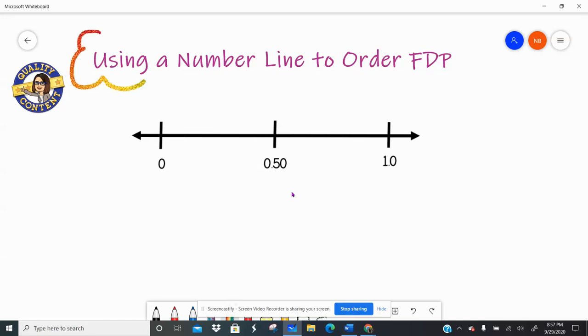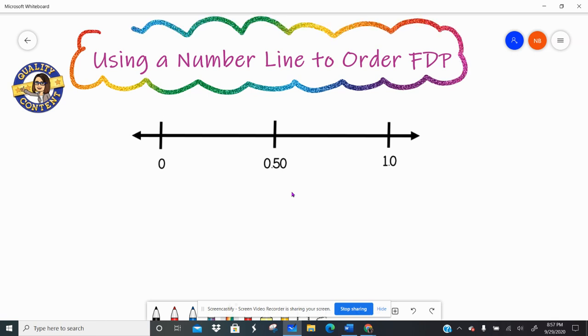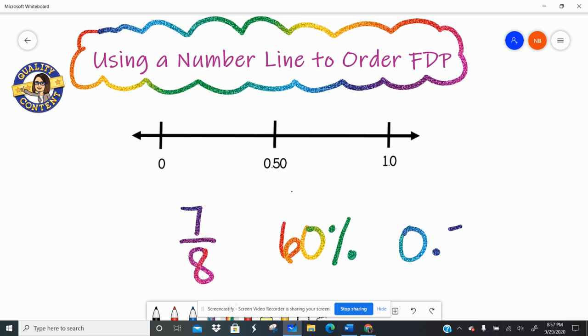Yesterday we talked about using a number line to compare fractions, decimals, and percents. And today we're going to talk about using a number line to order fractions, decimals, and percents. So say I have 7/8, 60%, and 55/100. And I'm asked to put them in ascending order.